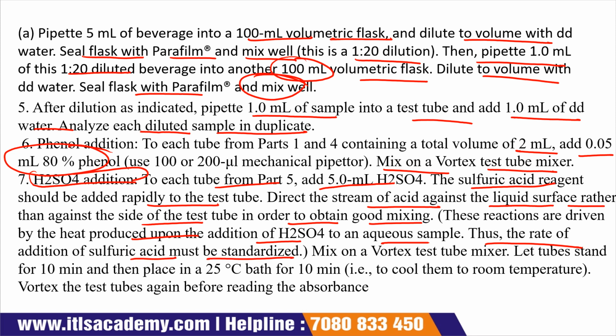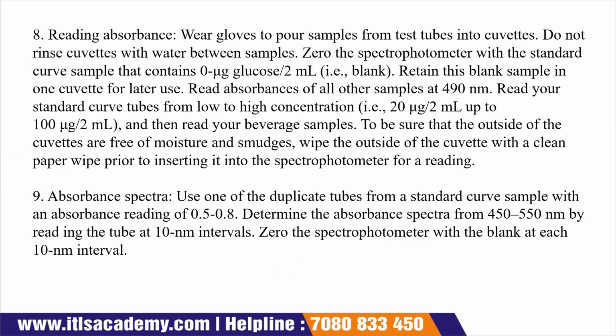Now, we use a vortex for the mixing. After that, we leave the test tube for 10 minutes, and then it is placed into a water bath at 25 degrees Celsius for 10 minutes, to cool it to room temperature. Now vortex the test tube again before reading the absorbance. After that, we take the absorbance with the spectrophotometer. Before reading the absorbance, we have to wear gloves to pour the sample from the test tube into a cuvette.